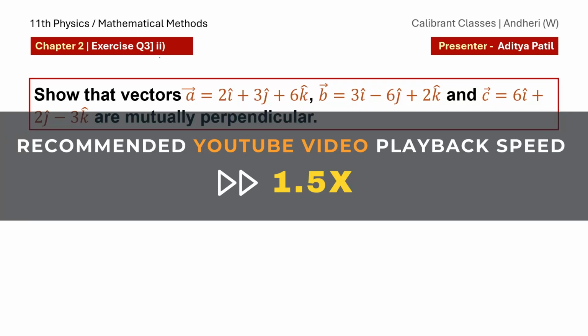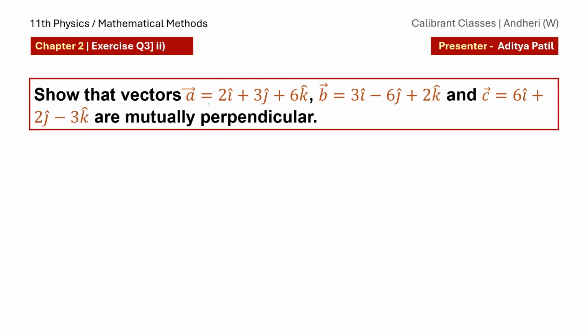Hi, in this video, we are discussing the second numerical from the exercise for the chapter Mathematical Methods, which is the second chapter for 11th standard physics. Now, as per the question, हमें तीन vectors दिए गए हैं, which is A, B and C. And हमें इन तीनों vectors को prove करना है कि they are mutually perpendicular to each other. We have to show that.